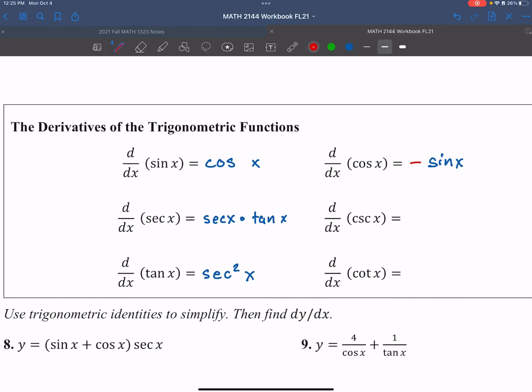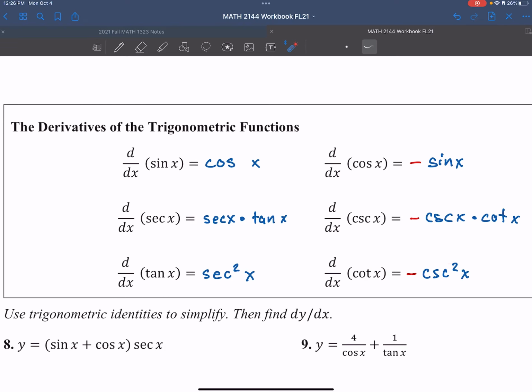The derivative of cosecant of x is going to be minus cosecant of x times cotangent of x. Notice the similarities between secant and cosecant. And notice that c's like to hang out. And then the other thing, cotangent, we didn't derive it, but a similar process will end us up with minus cosecant squared of x. Again, noticing that c's like to hang out.